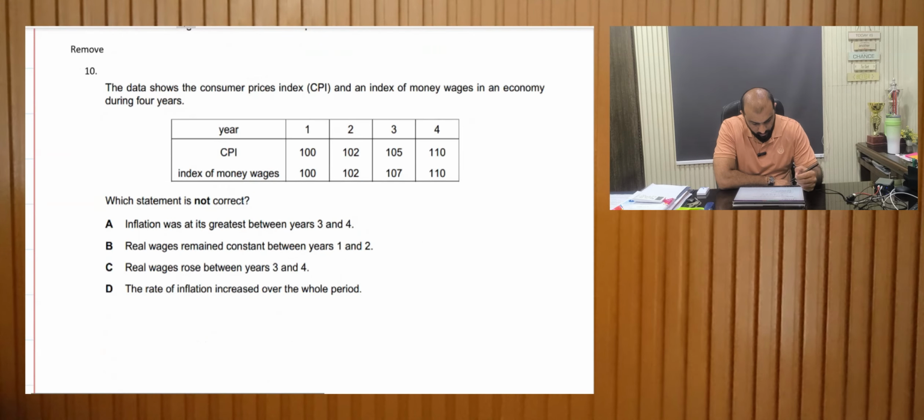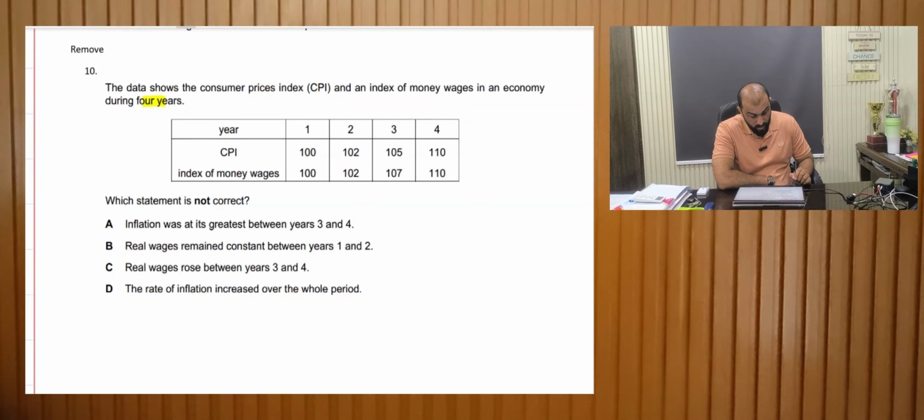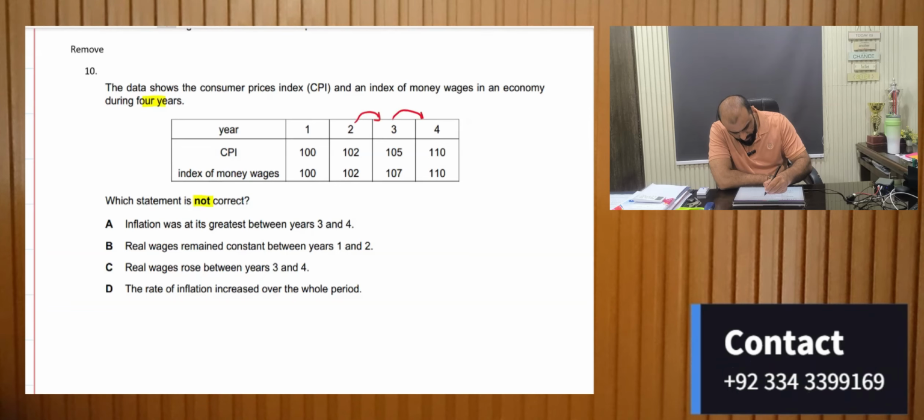See, it's removed. Okay, the data shows the consumer price index and an index of money wages in an economy during 4 years. Right, so let's look at the options. Which statement is not correct? Okay, is not correct. Now this is the key thing, right? Inflation was greatest between year 3 and year 4. Well, yes, because the rate of inflation increased by 3% and then 5%.